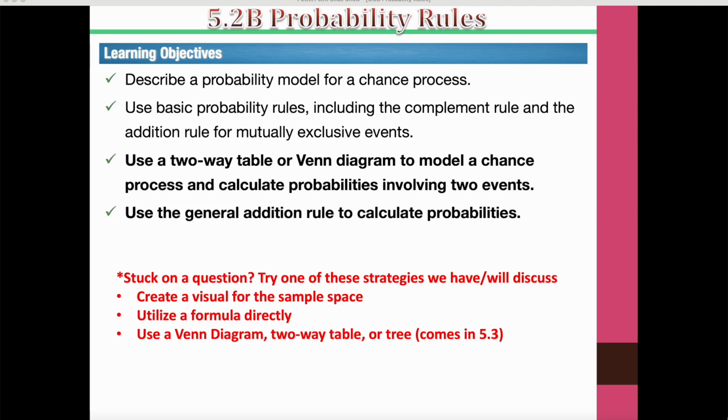Hello students, in this video I'm going to talk about the second half of section 5.2, which is probability basic stuff. The good news is you already did the hard stuff in the first section. This one's going to be covering what's called the addition rule, which is a little bit more intuitive than the multiplication rule that we covered last time, and then we're also going to be talking about how to use some visuals to make life easier for us, including two-way tables and Venn diagrams.